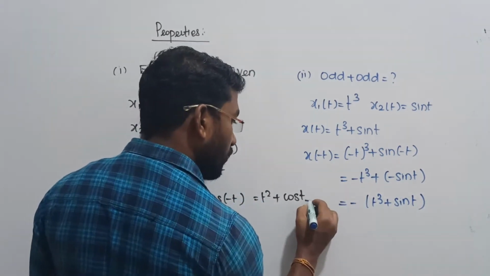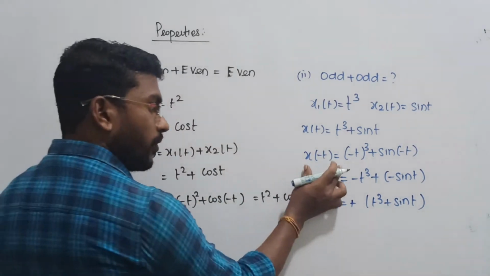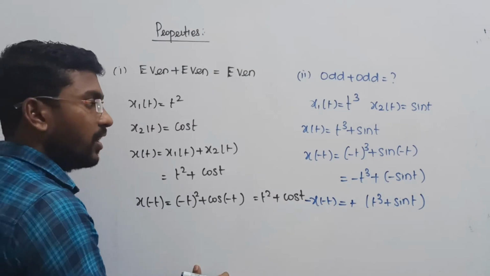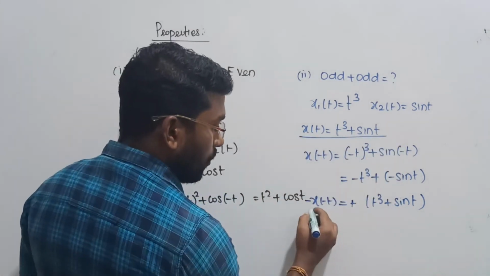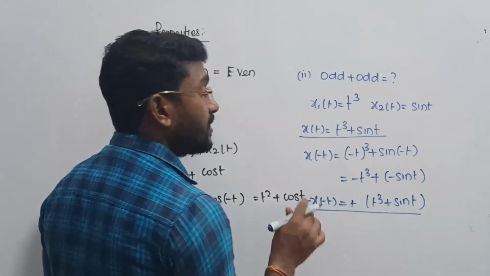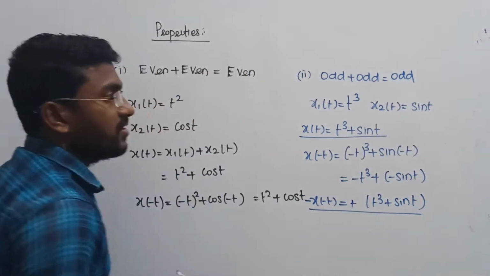Let me calculate the value of minus x of minus t. Further I am multiplying it by minus. This is x of minus t. Multiplying both sides by minus, that is equal to minus x of minus t. Now see there, x of t and minus x of minus t are going to be equal. So what is the conclusion? The addition of two odd signals also results in an odd signal only.